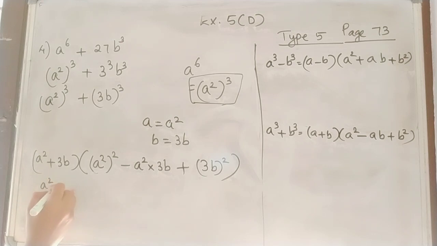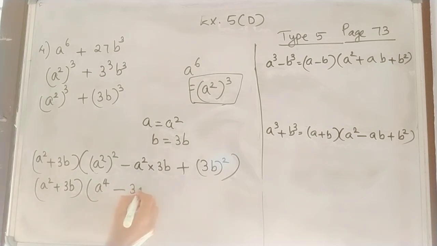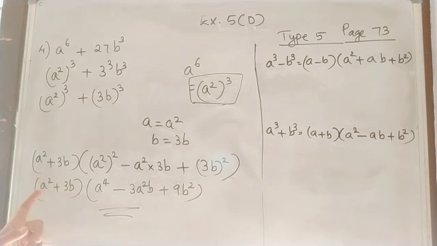So (a square plus 3b) into (a square the whole square is a raised to 4, minus 3a square b, plus 3 square, 9b square). Once again, (a square plus 3b) into (a raised to 4 minus 3a square b plus 9b square).